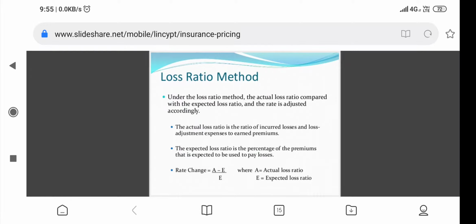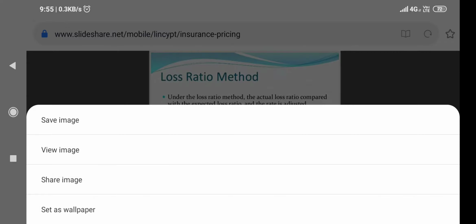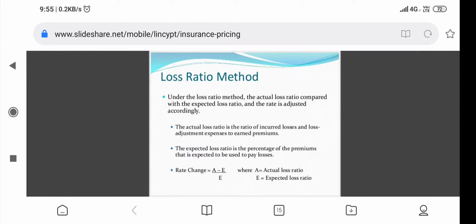Loss ratio method. Under the loss ratio method, the actual loss ratio is compared with the expected loss ratio and the rate is adjusted accordingly. The actual loss ratio is the ratio of incurred losses and loss adjustment expenses to the earned premium. The expected loss ratio is the percentage of premium that is expected to be used to pay losses. So rate change is equal to A, that is actual loss ratio, minus E, that is expected loss ratio, divided by E, that is expected loss ratio.